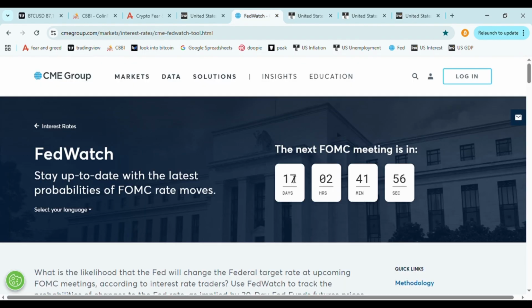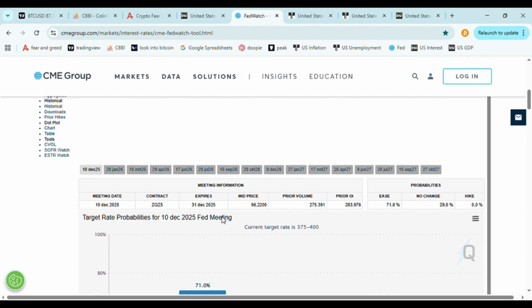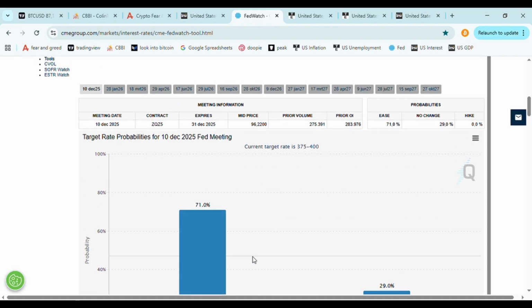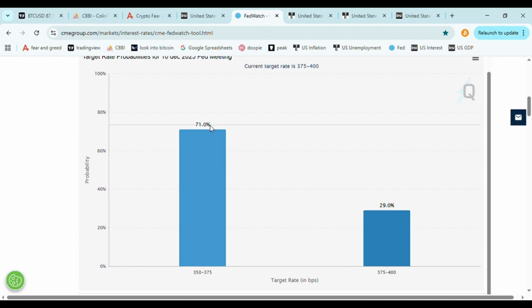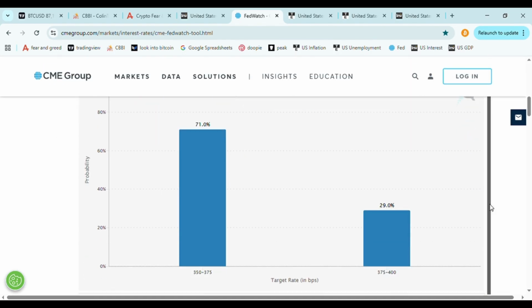Let's take a look. The next FOMC meeting is in 17 days, where Jerome Powell is going to talk about their economic policies. And as of today, the consensus, or the forecast, is that there's a 71% chance of a rate cut and a 30% chance that there's not going to be a rate cut. So it looks like the Fed is going to prioritize getting this unemployment under control. And it's going to be a very interesting speech, what Jerome Powell is going to say in December. Very important to take a look at.